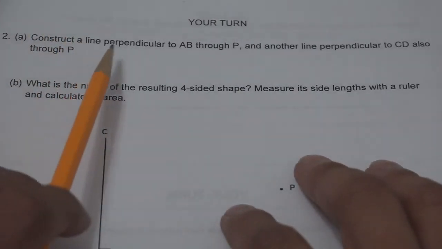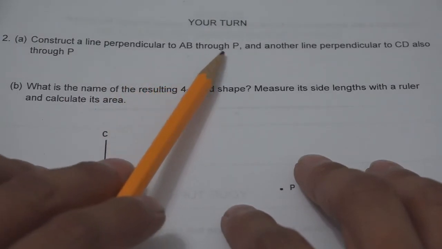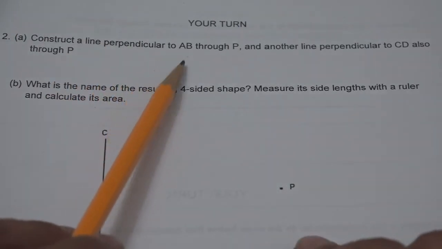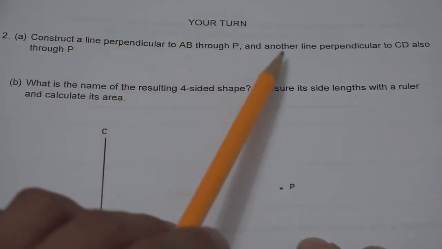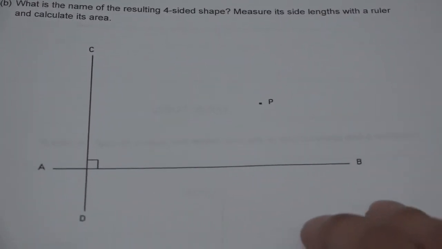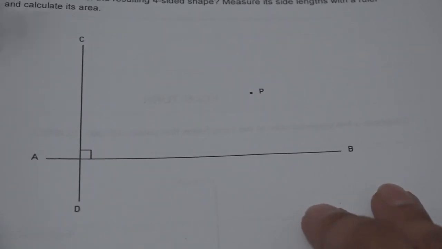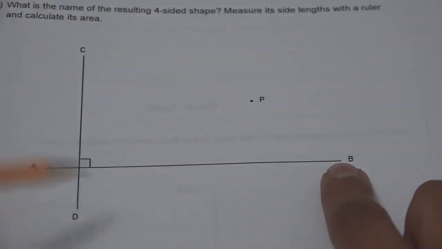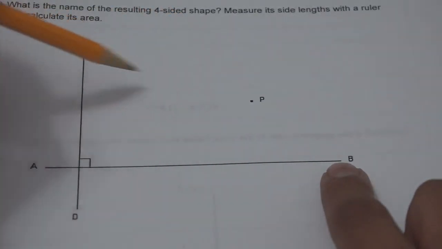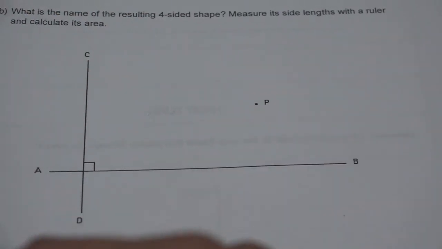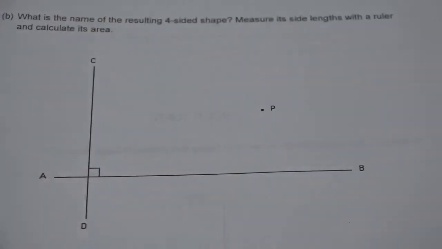It says, construct a line perpendicular to AB through P, and another line perpendicular to CD also through P. So I'm supposed to construct a perpendicular line to AB that passes through P, and again, a perpendicular line to CD passing through P. All right, first things first. Let's construct the perpendicular to AB. We already saw how to do it. It's like drawing the altitude, okay?